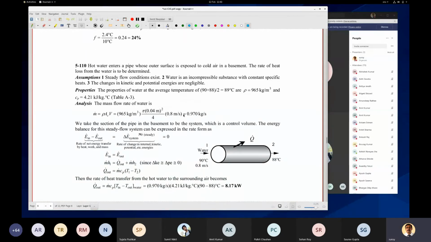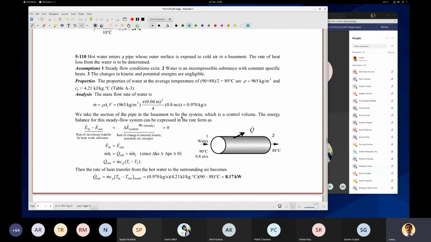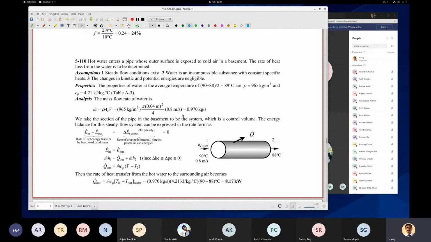There is another problem with hot water that enters a pipe, and the surface is exposed to cold air. So this is the heat transfer. This is in, this is out, and this is the heat transfer. So here also it is the same thing, we have to do the energy balance. Not much here.